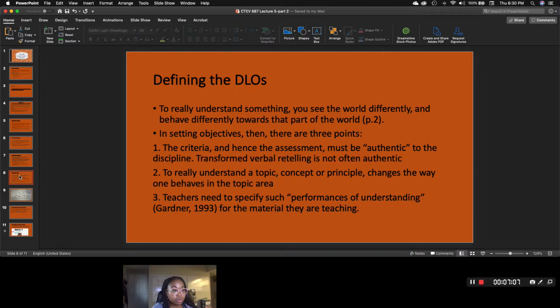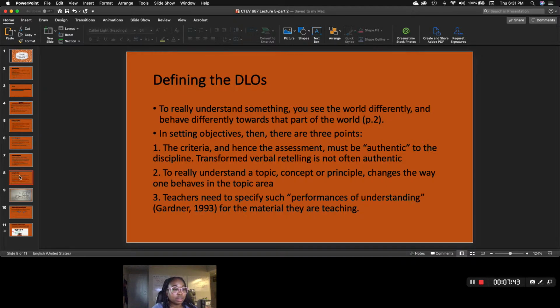Defining the DLOs: to really understand something, you see the world differently and behave differently towards that part of the world. So in other words, in setting objectives, there are 3 points that you need to be sure to infuse into your alignment of all these factors mixed in together. One, the criteria and hence the assessment must be authentic to the discipline, which we all know. Transformed verbal retelling is not often authentic. Okay, that was a good example.